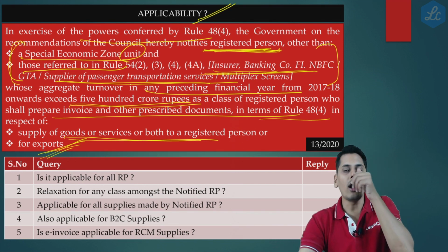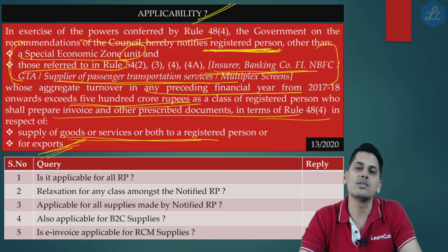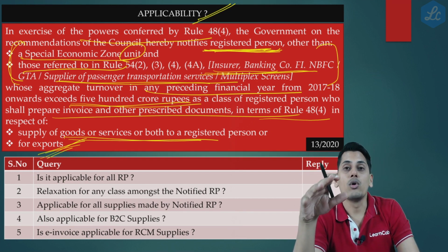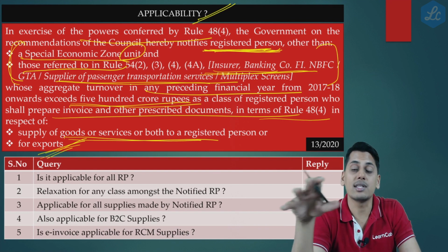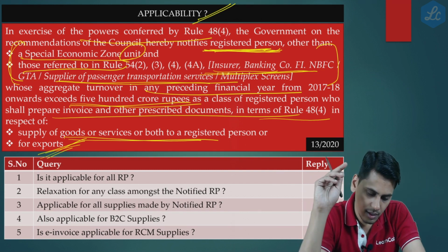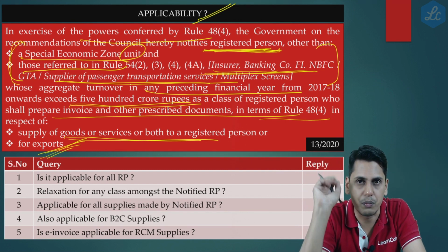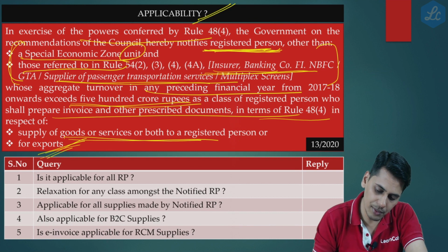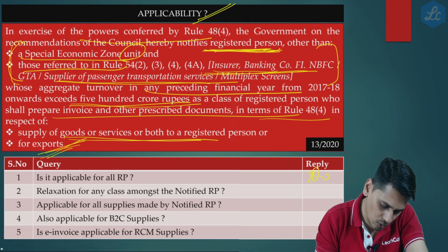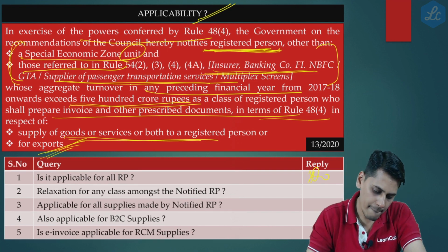Is it applicable to all registered persons? The answer is no. It is not applicable to all registered persons. It is applicable only to those registered persons whose aggregate turnover in any preceding financial year from 17-18 onwards has exceeded 500 crore rupees. So friends, is it applicable to all registered persons? The answer is no.